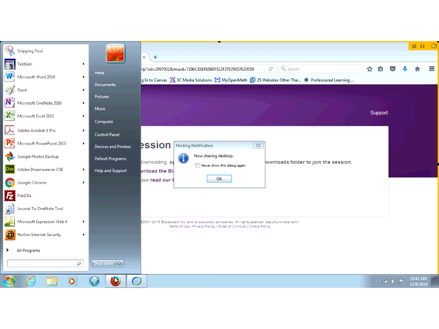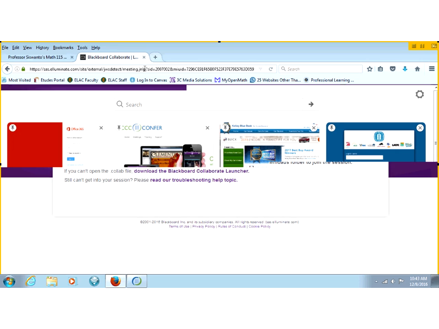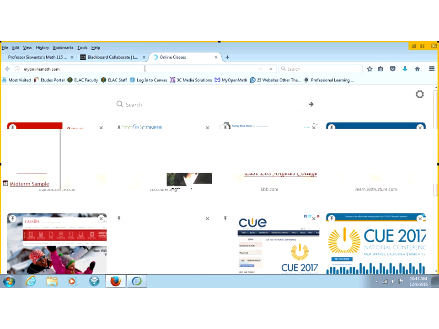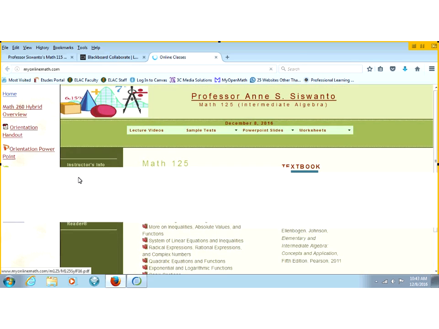So your SLO or CLO is in the syllabus if it comes up. Where's the syllabus? Is it posted? No, it's not? Maybe I should go the other way. Okay, so maybe I should share the desktop and then share. Okay. So go to myonlinemath.com and then Math 125, and the syllabus is posted, right?